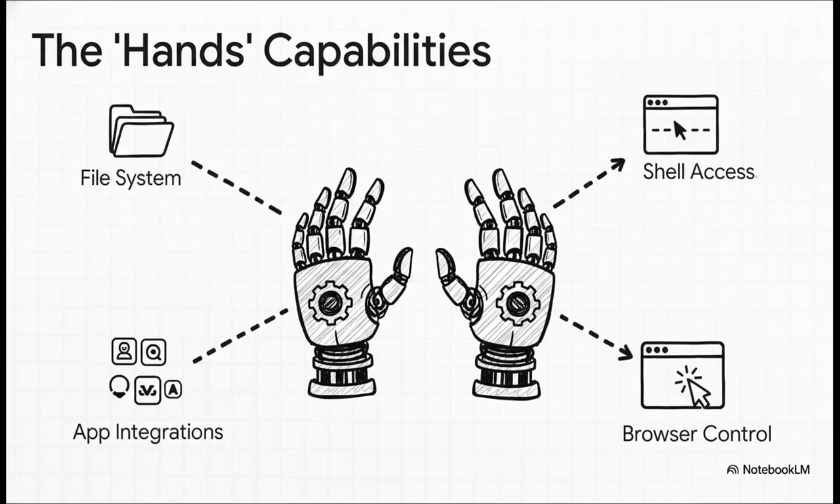And these hands are what give OpenClaw its superpowers. We're talking about real capabilities here. It can read and write files on your computer, run scripts from the command line, take control of your browser to fill out forms or grab data, and even connect to tons of other apps you use.